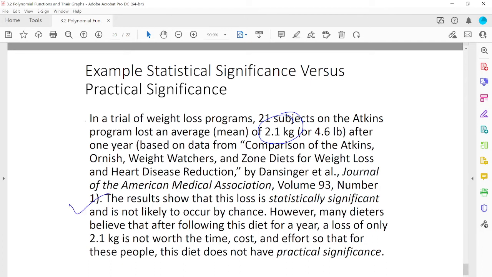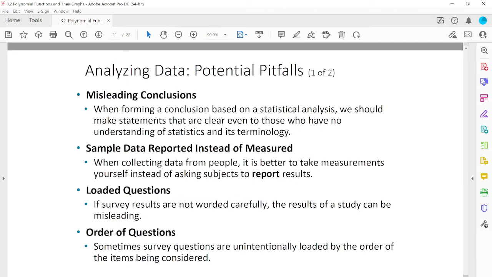The result shows that this loss is statistically significant and is not likely to occur by chance. However, even though this is statistical significance, many dieters believe that after following this diet for a year, a loss of only 2.1 kg or 4.6 pounds is not worth the time, cost and effort. That's why it's not practically significant. Sometimes your data could be statistically significant, but practically we don't want to use it.